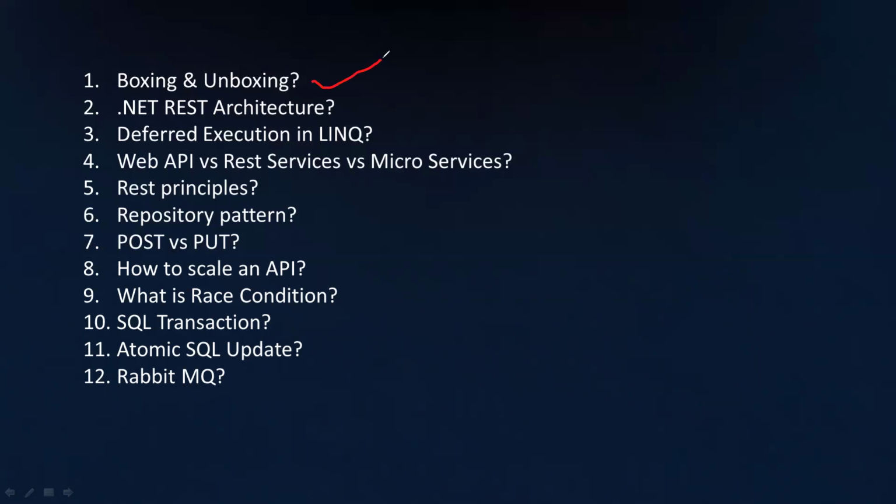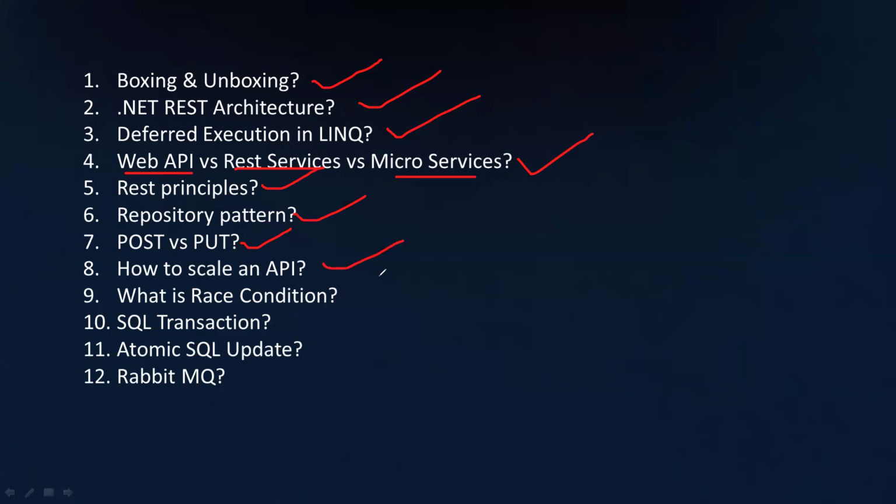For example, boxing and unboxing, you are thinking like something else. Architecture, deferred execution in LINQ, you are thinking something else. Next one is the Web API, REST services and microservices difference. REST principles, repository pattern, PUT versus POST.